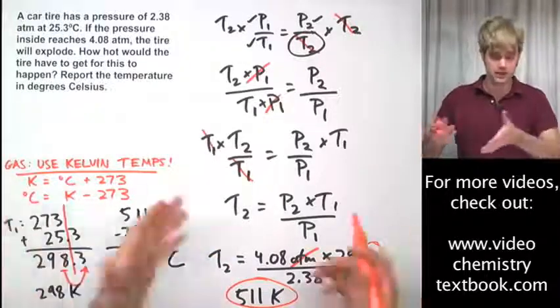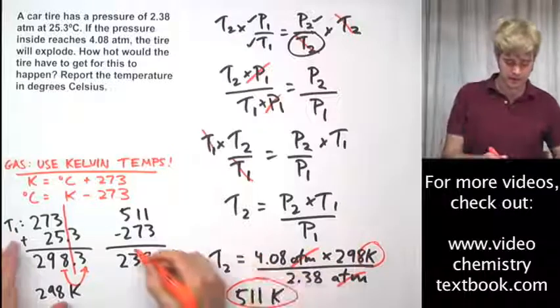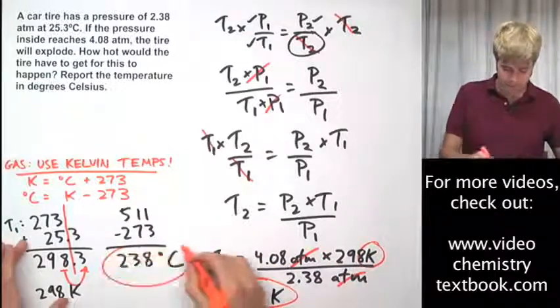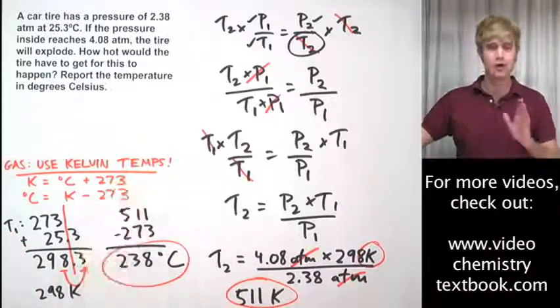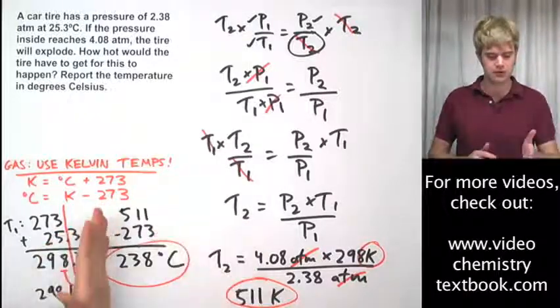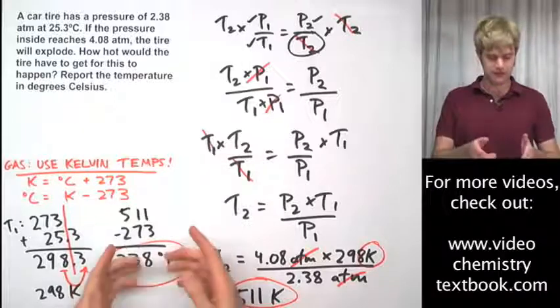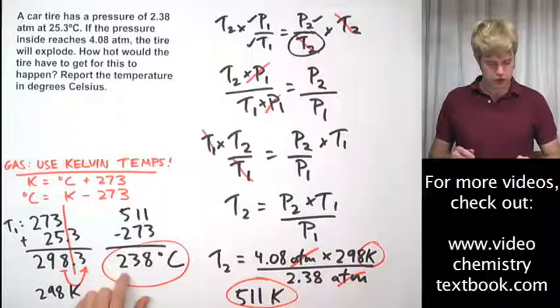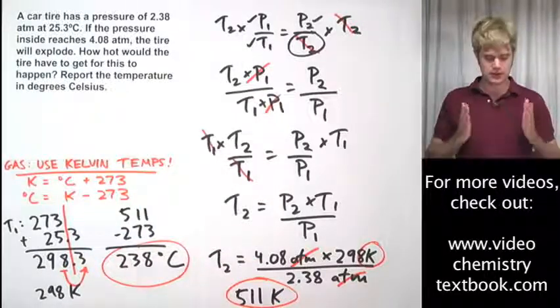But it's possible for a tire to get that hot. It's unlikely, but it's possible. So there is our final answer. We don't have to worry about rounding with significant figures because both 511 and 273 have the same number of significant digits here. So we're set. 238 degrees Celsius is the answer to this.